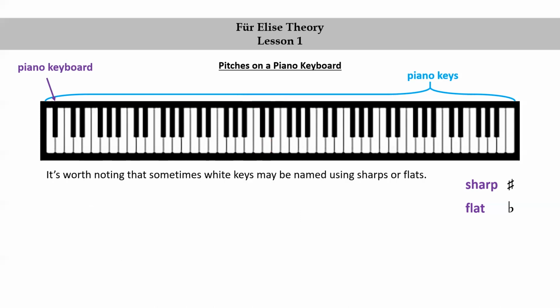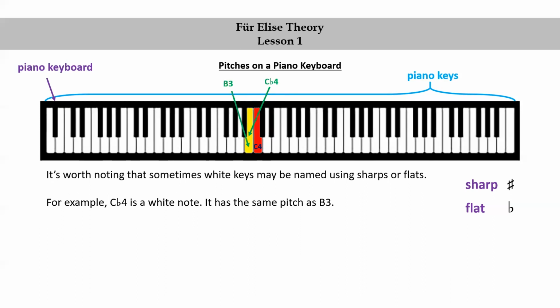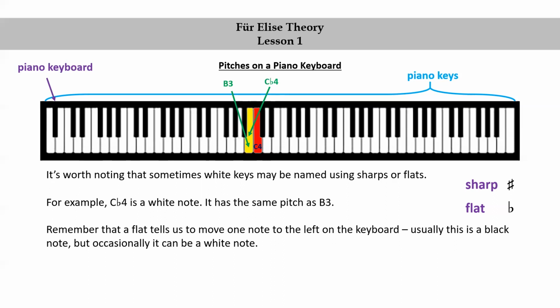It's worth noting that sometimes white keys may be named using sharps or flats. For example, C flat 4 is a white note. It has the same pitch as B3. Right, here we have C4 in red, and C flat 4 is right to the left of it. The note directly to the left of C4 happens to be a white note, which we usually would call B3, but it's perfectly acceptable to call it C flat 4.